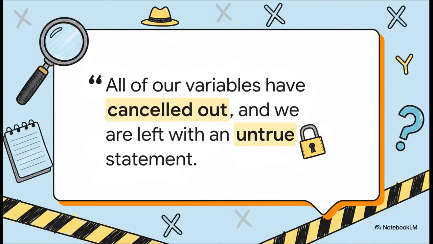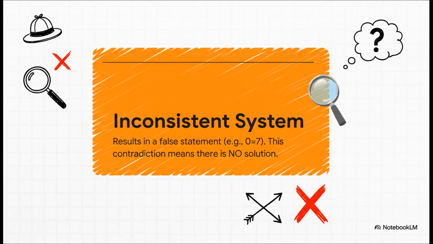So what happens if, right in the middle of your detective work, all your variables just disappear, and you're left with a statement that's just obviously false, something impossible like 0 equals 7? Well, that's a huge red flag in your investigation. This is what we call a contradiction. It basically means the clues you were given just don't work together. They're incompatible. Thinking about those planes again, it's like they never all cross at the same point. Maybe two of them are parallel, or they intersect in a way that never meets up. The bottom line is there is no solution, and the system is officially called inconsistent.